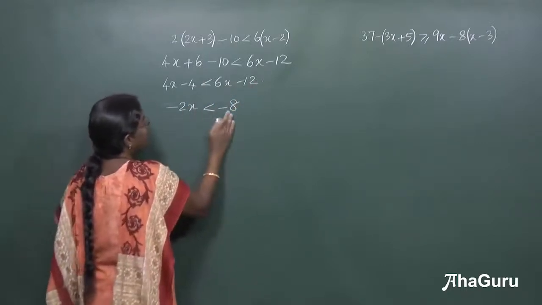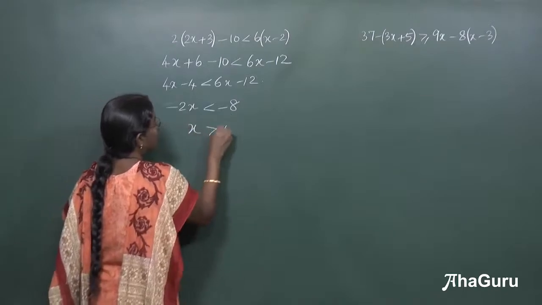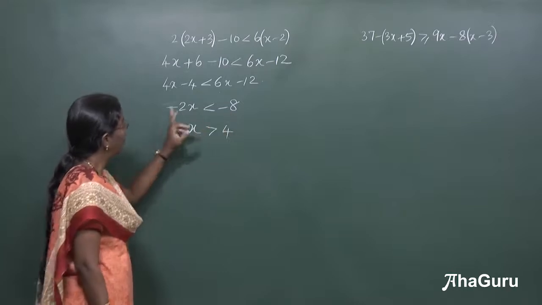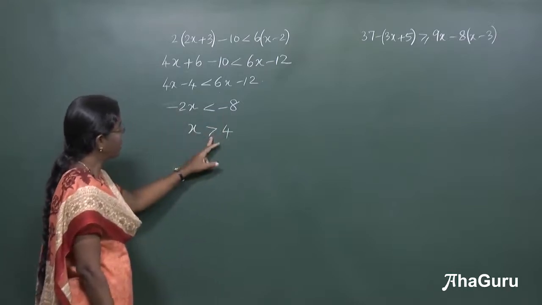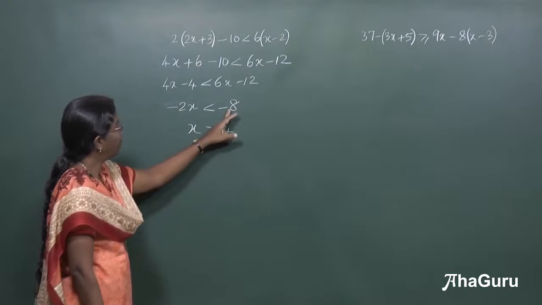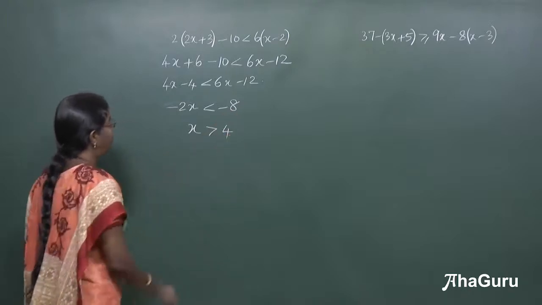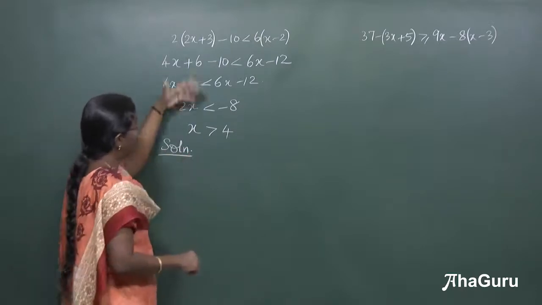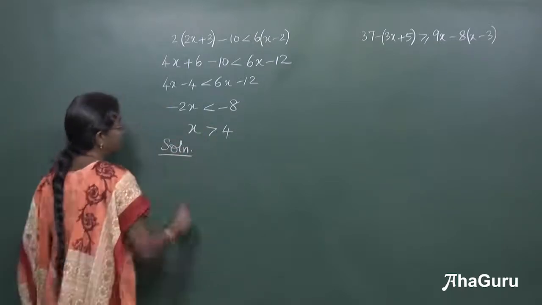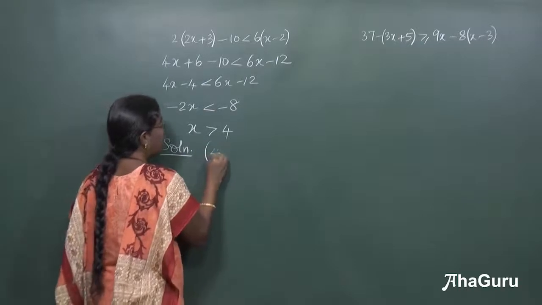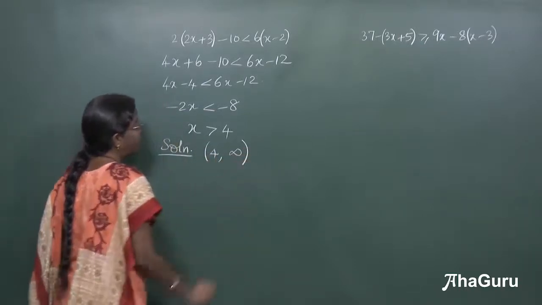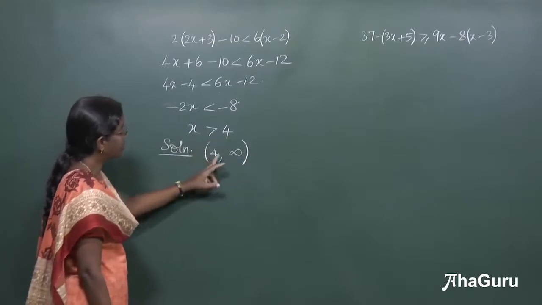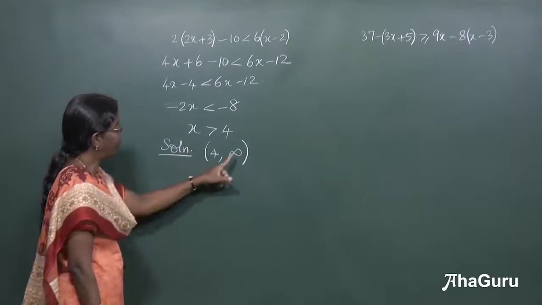We'll divide both sides by minus 2. So x will be greater than 4. Both sides I am dividing by minus 2. When I divide by a negative constant, the inequality sign is going to change. Minus 8 by minus 2 will become a 4. So the solution for this inequality, after you simplify it, we arrive at x greater than 4. It will be the interval, open interval 4 to infinity. X is strictly greater than 4. So, solution will be the open interval 4 to infinity.